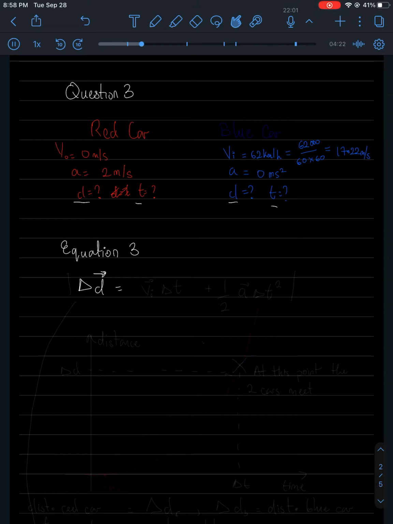But the change in average distance is equal to, this is equation 3, initial velocity, which is a vector, times delta t, plus 1/2 times the acceleration, times change in time squared. Acceleration is also a vector.